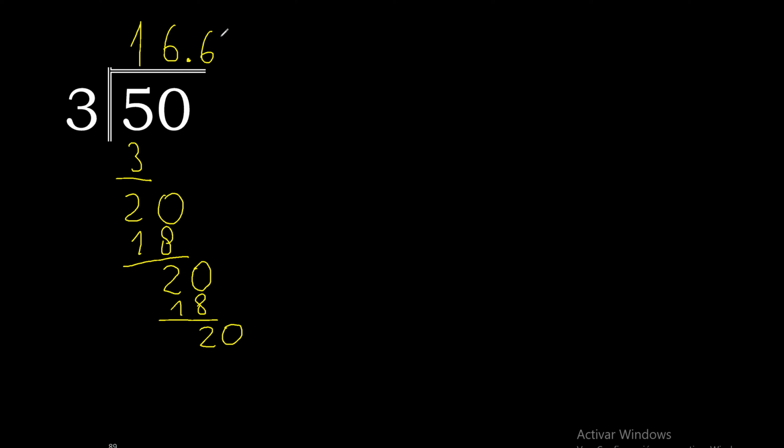20. 3 multiplied by 6 is 18. Subtract, complete. This repeats. Therefore, this number repeats. 6 repeats, therefore.